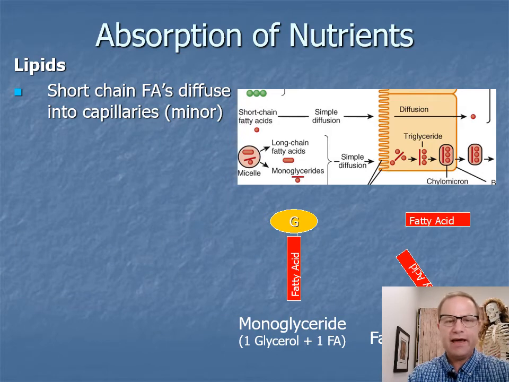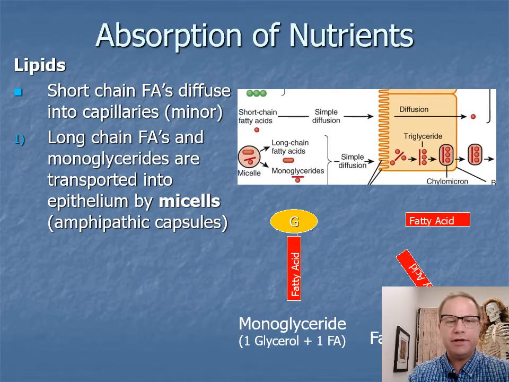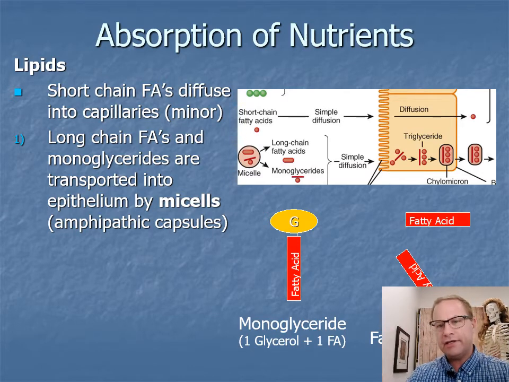So the short chain fatty acids diffuse directly into the capillaries, not a big deal. But the long chain fatty acids and monoglycerides have to be transported into the epithelial cells by something called micelles, or amphipathic capsules. Now remember, fats are not very soluble in water. And so this is basically a little capsule that we have to put around that fat in order to get it to diffuse into our cells.